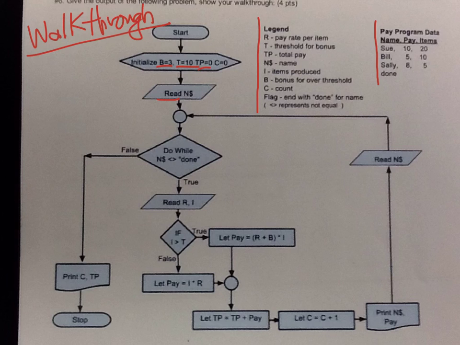Let's see if you can see that. tp equals 0, and c equals 0. You're going to notice those later on in the flowchart. So we have all those set, and you can record those all depending on how you're doing it.